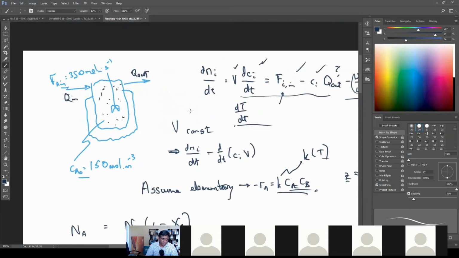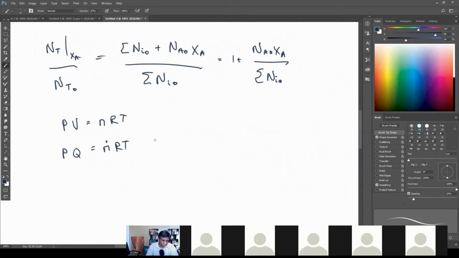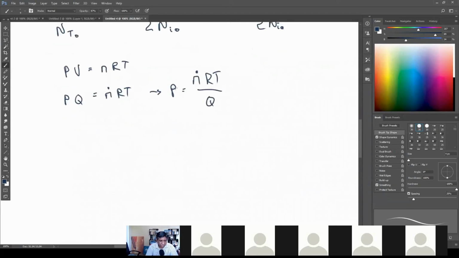Let's say that the pressure in the reactor is staying constant, right? We are going to talk now about two states in this reactor, the initial state and the current state. So for your initial state, let's make P the subject of the formula. P equals N dot RT over Q. So we can say that, and P is constant, right? P is constant with respect to time, we should say.